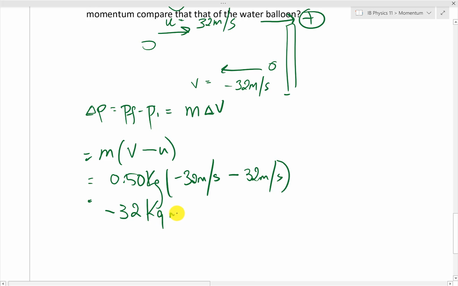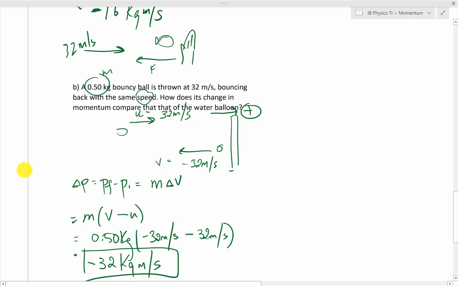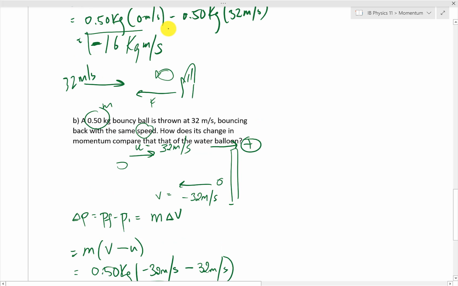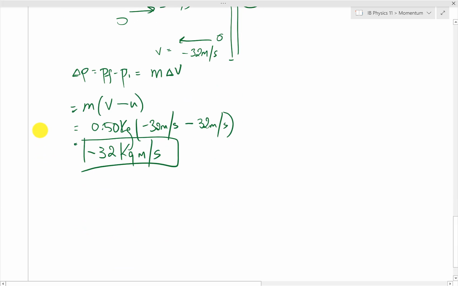So kilograms times meters per second. Notice this value is twice or double the value you got in the previous question, in which the object just stuck to the wall. And if you want to put this in context with, say, a hand, okay?